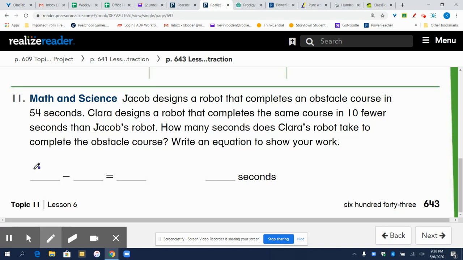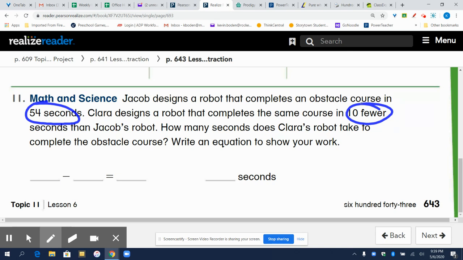All right, and we're back. So this one's kind of long. It says Jacob designs a robot that completes an obstacle course in 54 seconds. So I'm going to remember 54 seconds. Claire designs a robot that completes the same course in 10 fewer seconds, so 10 less seconds. How many seconds does Claire's robot take to complete the obstacle course? Write an equation to show your work.